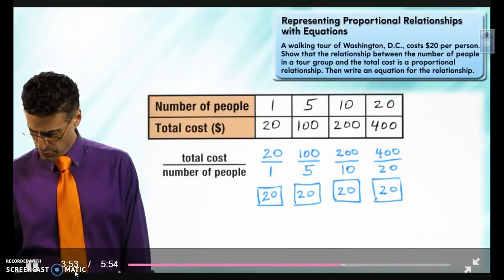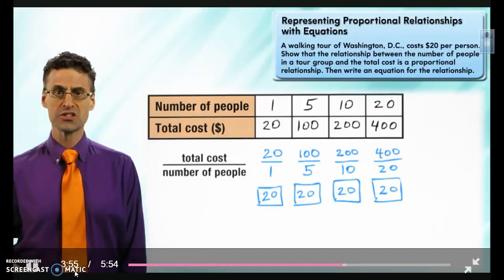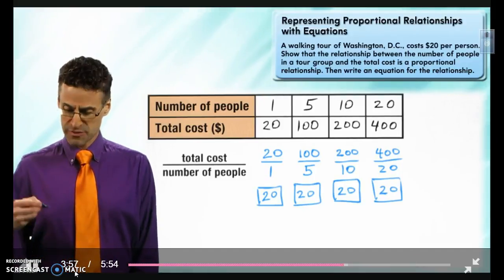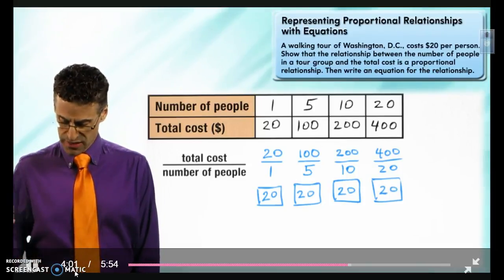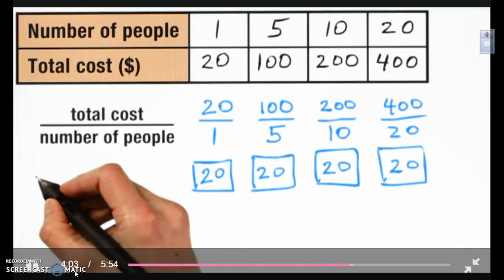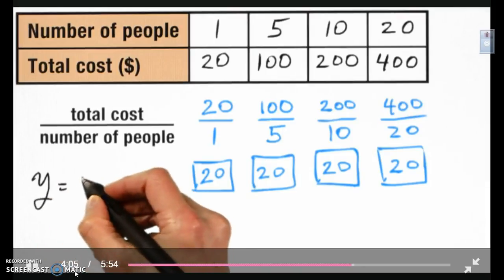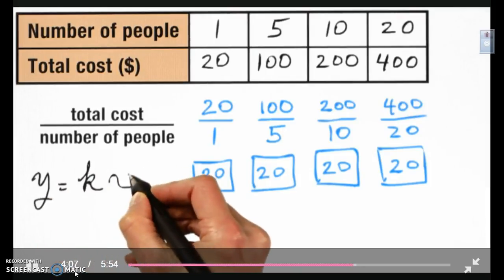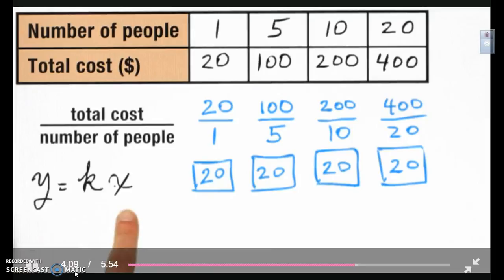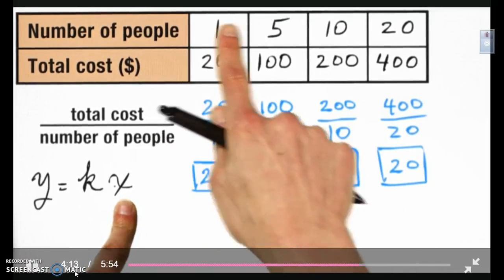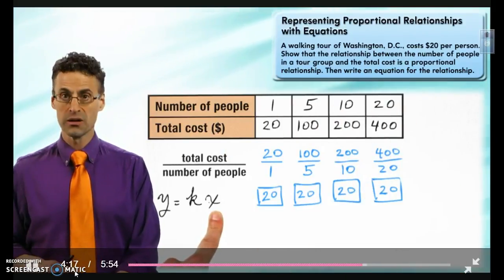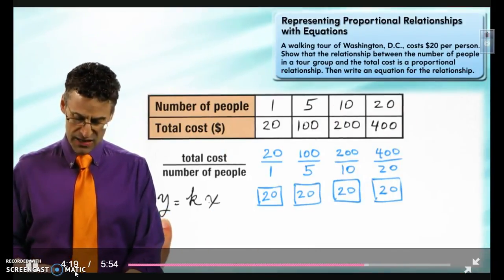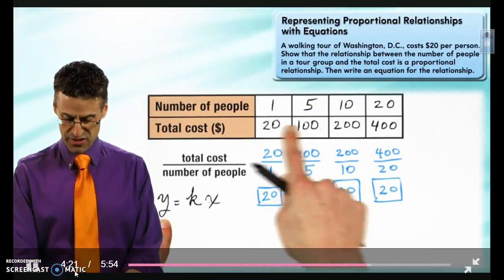Now, if it's a proportional relationship, that means we can write an equation for it, because proportional relationships all have the same type of equation. They all look like this: y = kx, where the x is the unknown representing the first variable, and the y is representing the output, which in this case is total cost.